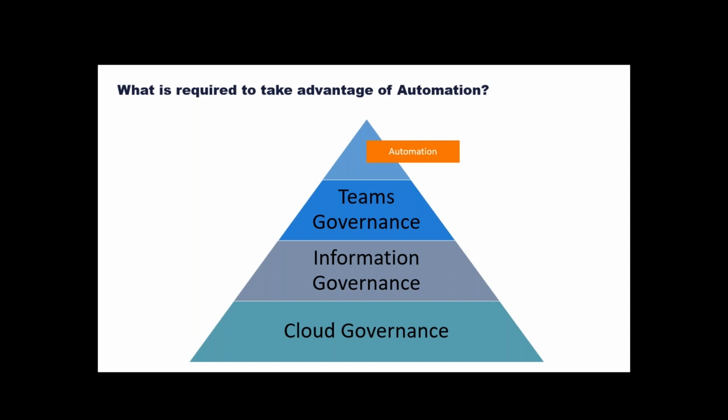What we will find, though, is that when we start to speak to these teams about how we would go about implementing automation, the quality of the underlying Teams governance, information governance, and cloud governance structures really feed into what is possible from an automation perspective.